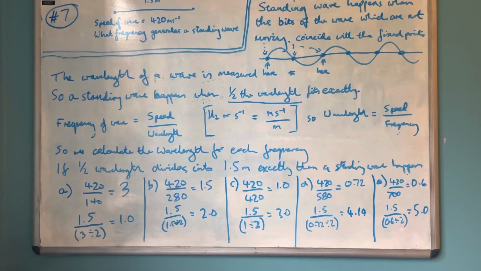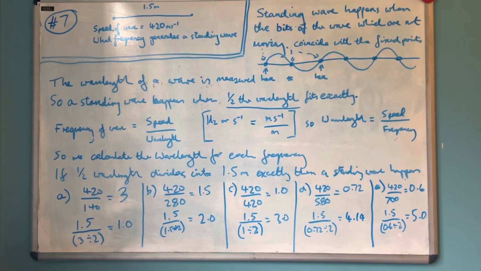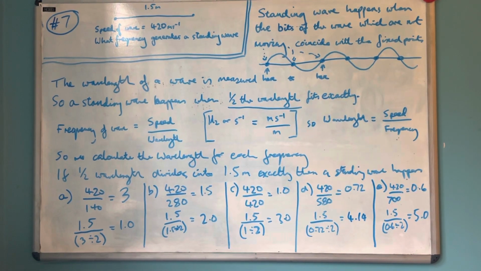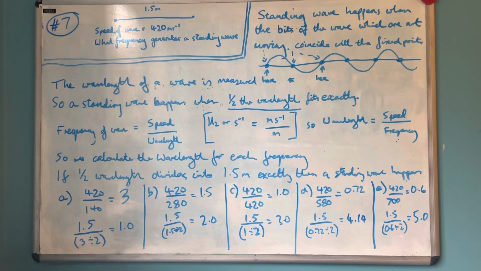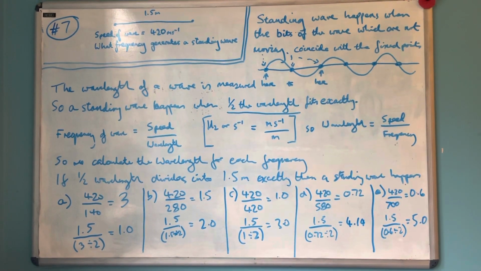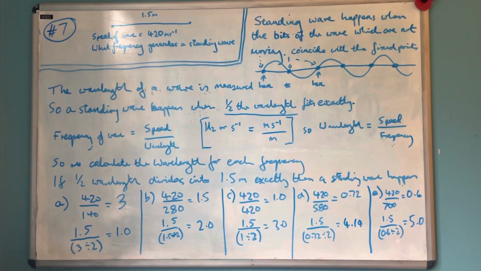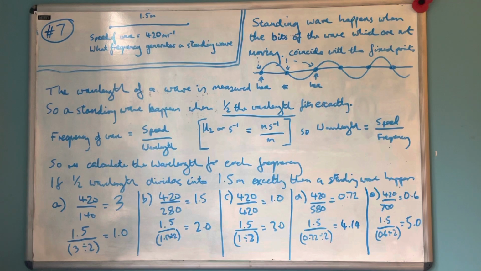1.5, which is the length that we've got, the distance between the two fixed points, divided by 3 divided by 2, equals 1, right? Because 3 divided by 2 is 1.5, and 1.5 divided by 1.5 equals 1. So happy days, that will create a standing wave.